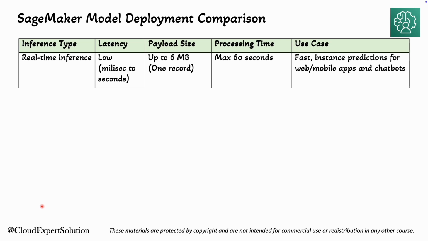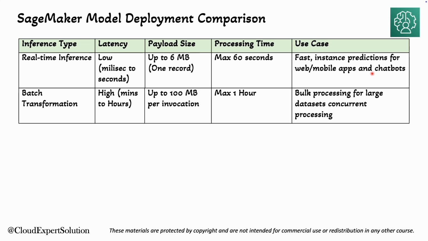To start with real-time inference: when you have a very low latency requirement, from milliseconds to seconds, and your payload size is up to 6 MB per record, and your processing time is up to 60 seconds maximum, and your use case is for fast instant prediction for web or mobile applications, or even for chatbots, then you should use real-time inference.